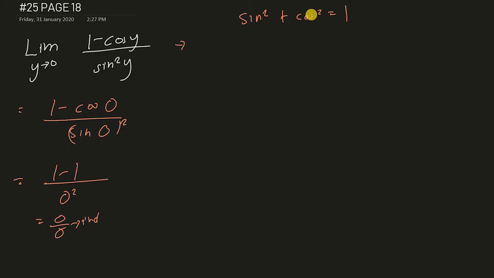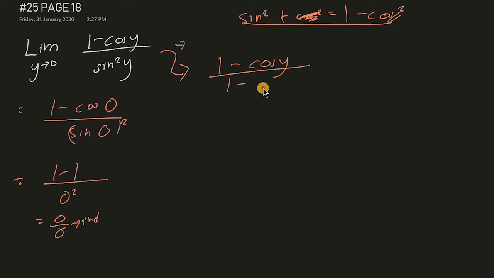Now, para makuha ko yung value ng sine squared, dalhin ko lang yung cosine squared sa kabila. So, magiging negative cosine squared. So, basically, pwede kong gamitin yung identity na to dito sa ating sinosolve na problem. So, sa numerator, that will remain as 1 minus cosine y. Pero yung sine squared y, mapapalitan siya ng 1 minus cosine squared y. So, that's 1 minus cosine squared y.